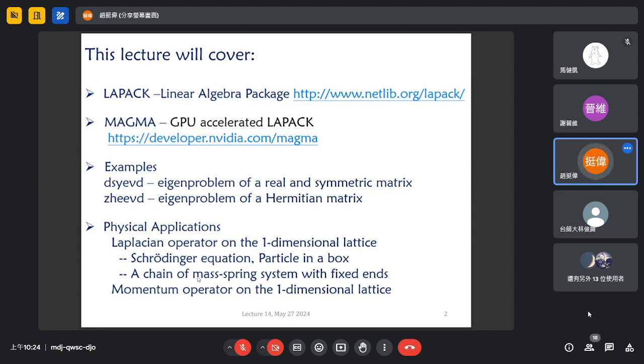For these I can call the routine DSYEVD or ZHEEVD to solve the eigenproblem. And also for the momentum operator on a one-dimensional lattice, that is a Hermitian matrix, so I can use ZHEEVD to solve the eigenproblem.